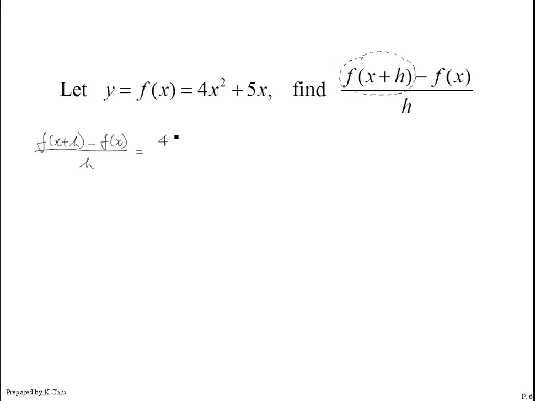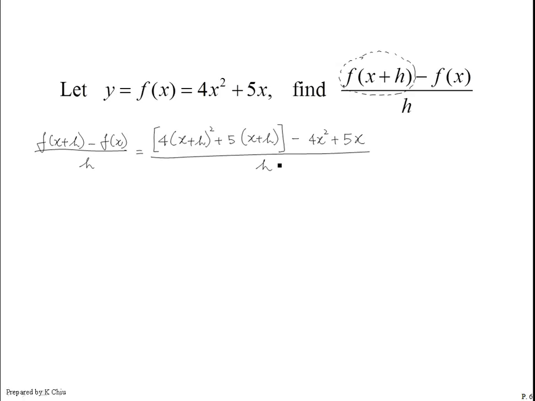So I have 4 times parenthesis x plus h squared plus 5 times, no longer x but x plus h. Let me put a bracket around them so that we can identify easily that thing is f of x plus h. And then minus f of x, which is 4x squared plus 5x, and then the whole thing divided by h.